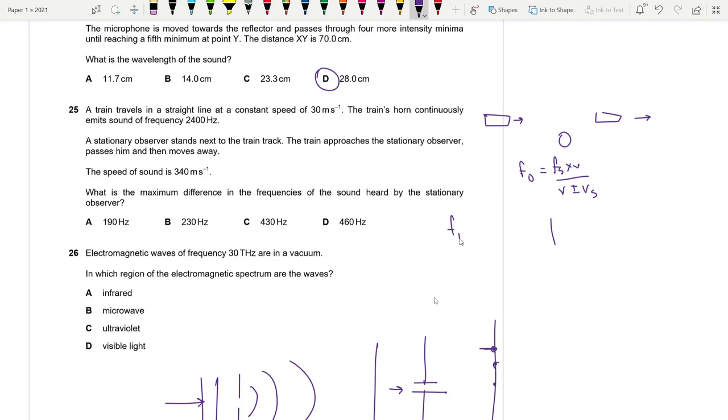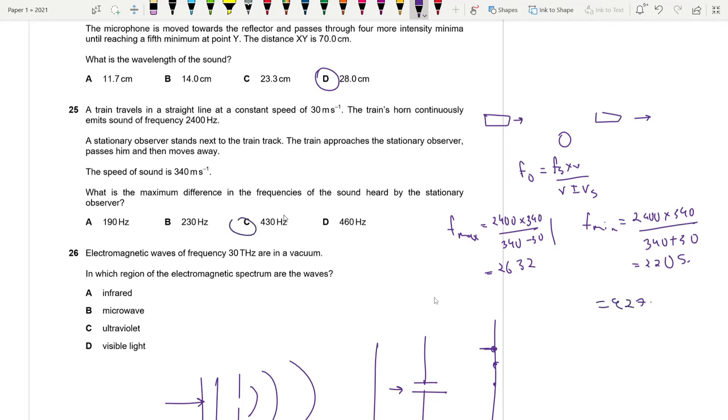So let's find out maximum first, okay? It's gonna be 2400 into speed of sound divided by speed of sound minus 30, and F min will be 2400 into 340 divided by 340 plus 30. Let's do this. Okay, so let's find out the difference now. 2632 minus 2205. That's 427. Okay, that's the difference. 430 is the closest answer. 25 is C. Yeah.